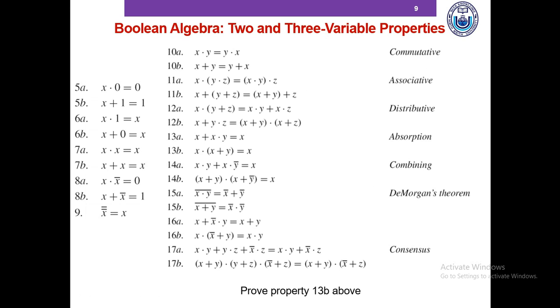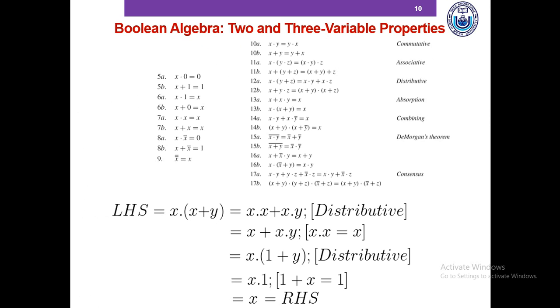Okay, now please try to prove 13b and then we'll match our answers. So please pause this video. Okay, so hopefully you've been able to solve this. So again, we apply distributive property, and then we use the fact that x and x is equal to x, and then we again apply distributive property, and then we again apply the fact that 1 plus x is equal to 1, and then we end up with the right hand side.